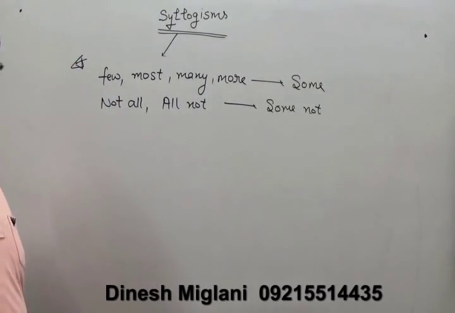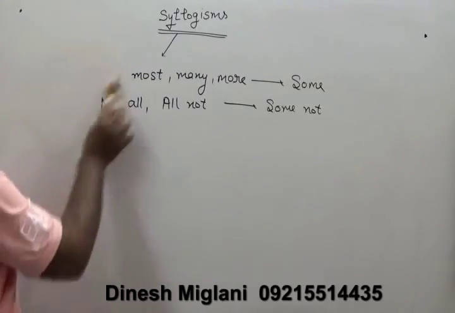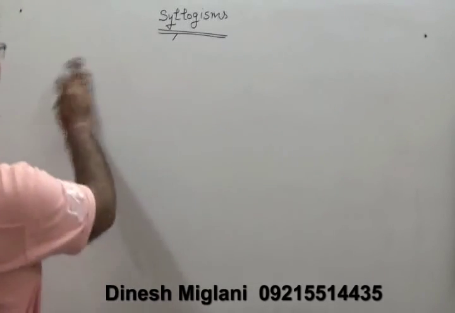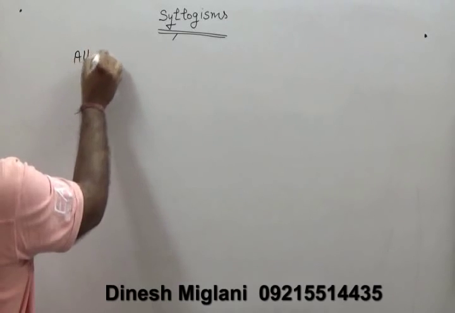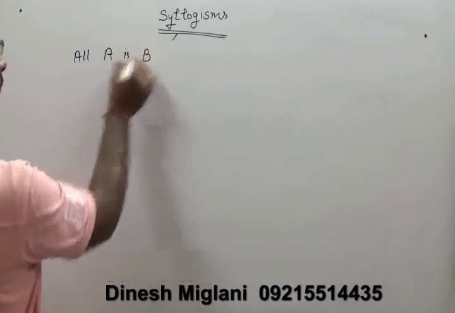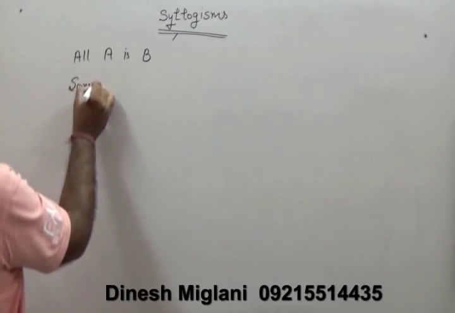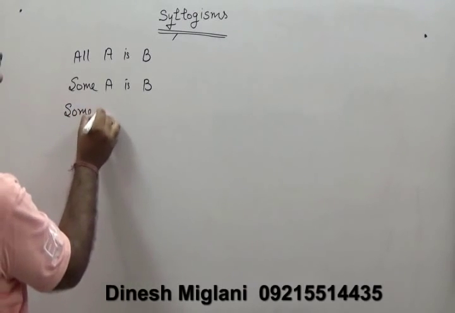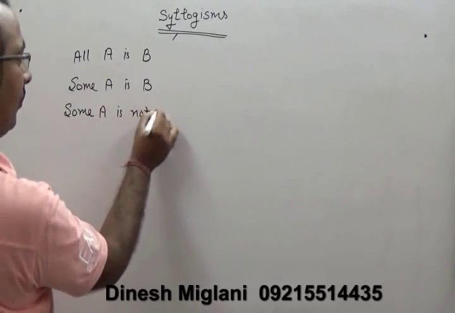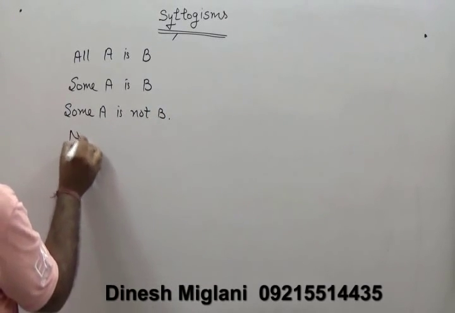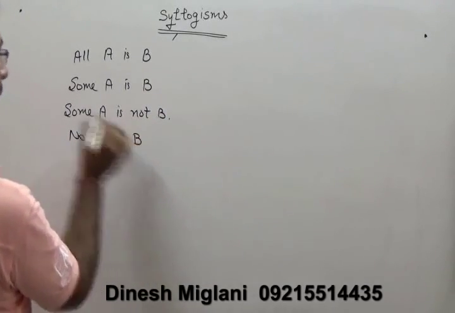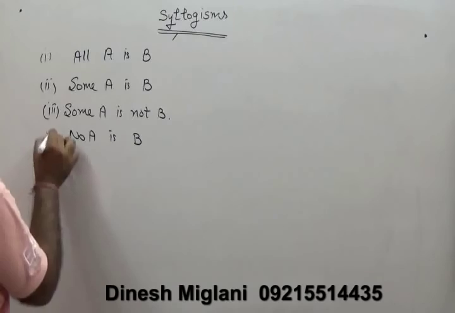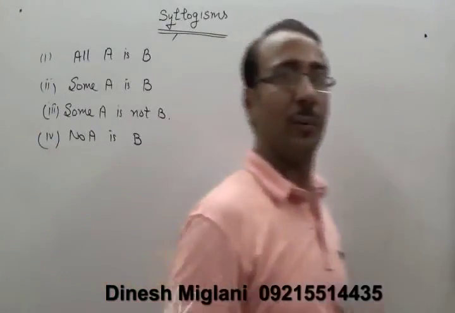Now, to start, we basically use 4 types of statements in this chapter. The first statement is all A is B. The second statement is some A is B. The third statement is some A is not B. And the fourth statement is no A is B. These are the 4 types of statements that we use in this chapter, and we have to draw conclusions over them after mixing 2 or more statements.